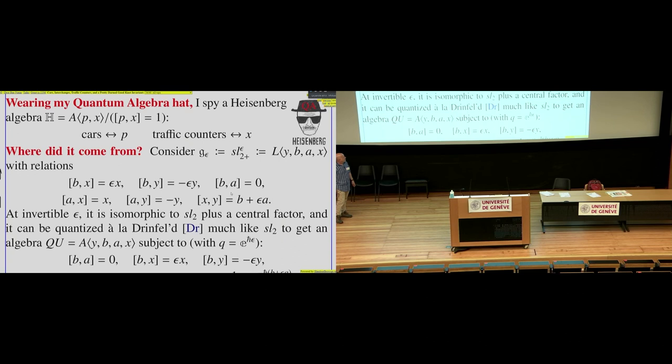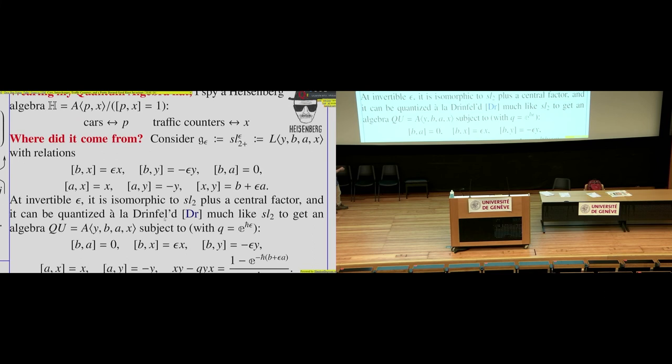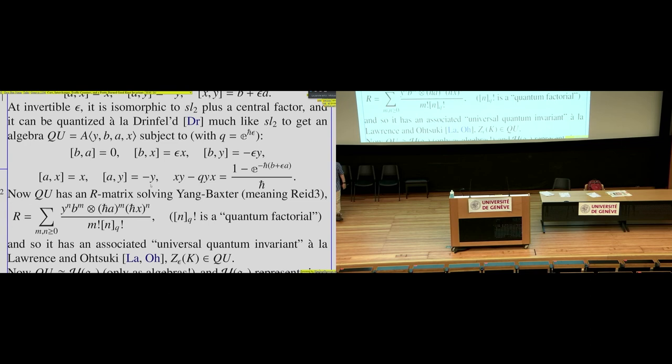And then all the quantization tools of Drinfeld, the Drinfeld double, work for this algebra. And you can quantize and you get a new algebra, QU, which is the associative algebra generated by the same generators and subject to some quantized relations as written here. And it comes free with an R matrix, something that satisfies the Yang-Baxter equation or Reidemeister 3, and it's written here. And so it has a so-called universal quantum invariant. And you can read about them more in the work of Ruth Lawrence and Tomotada Ohtsuki.